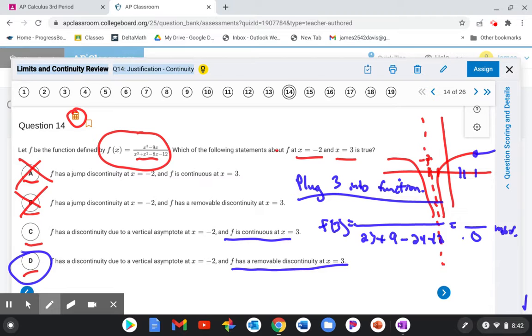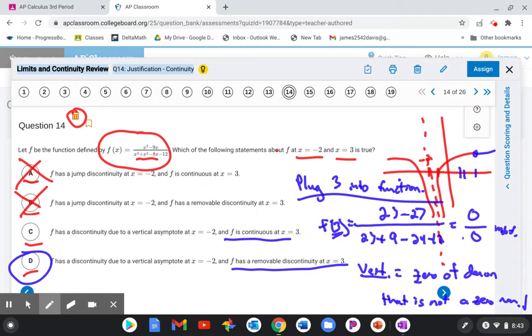Now, as far as confirming that there's a vertical asymptote at -2, if you remember, a vertical asymptote is a zero of the denominator that is not a zero of the numerator. Whereas with this 3, if we were to plug it into the top, it would also give us 0, because we get 27 minus 27. So 3 is actually a zero of both. The -2 should only be a zero of the denominator if it is a vertical asymptote.